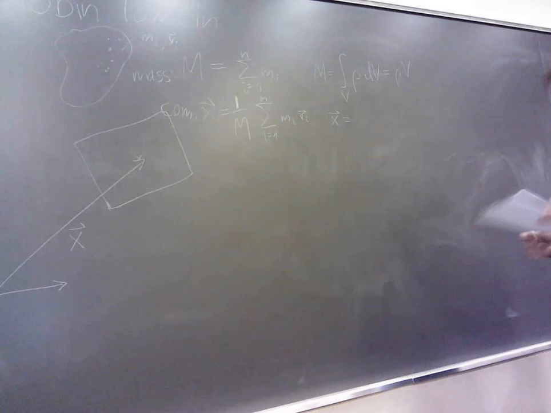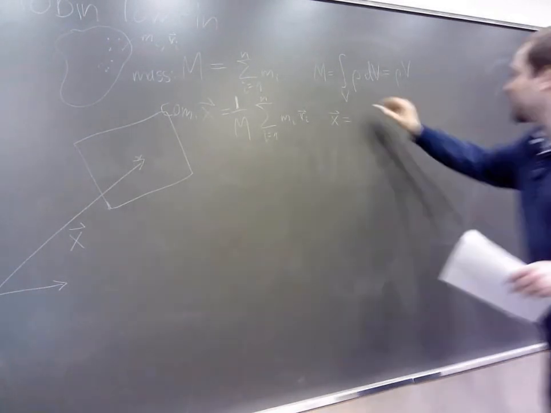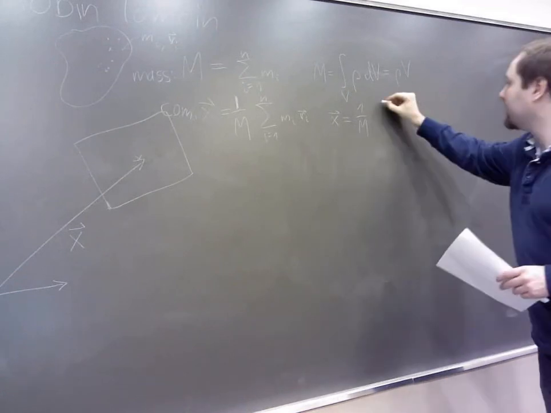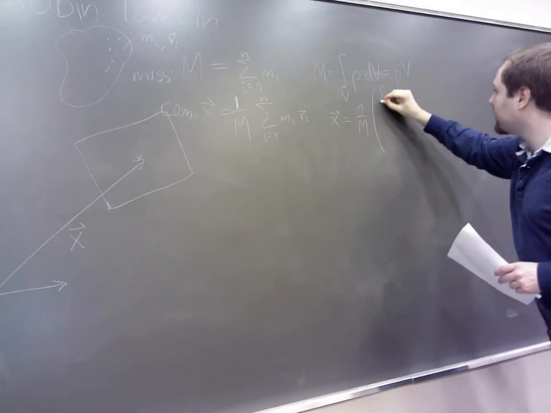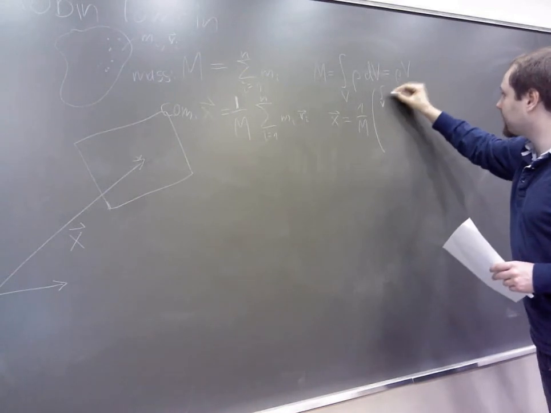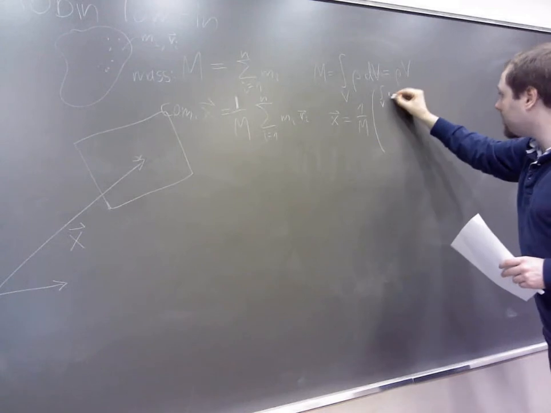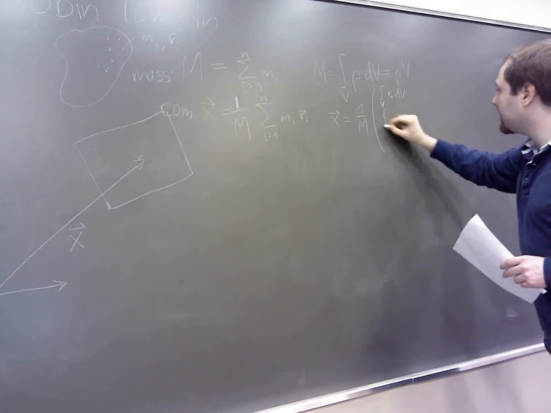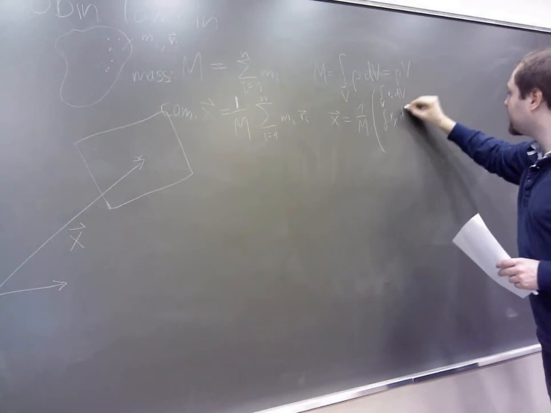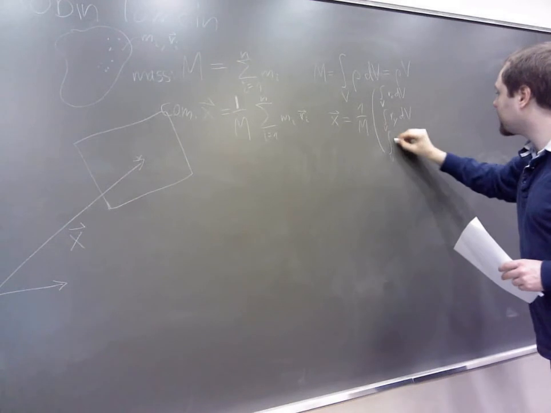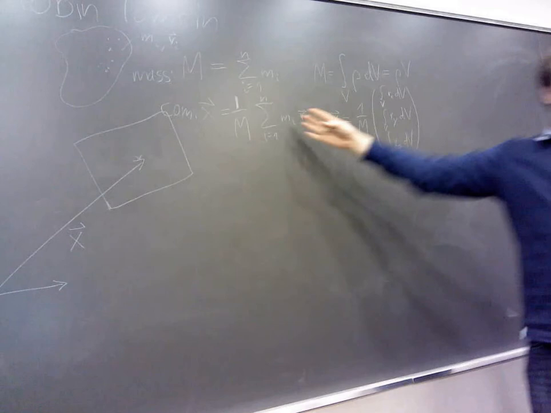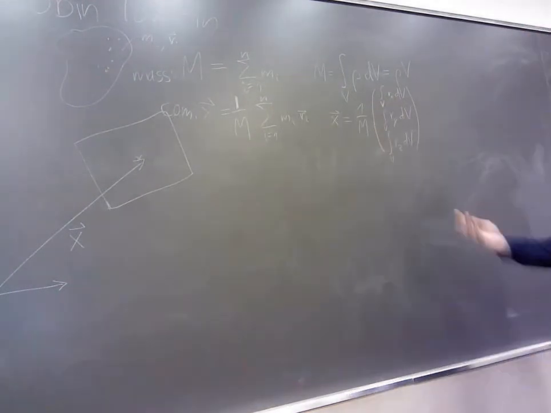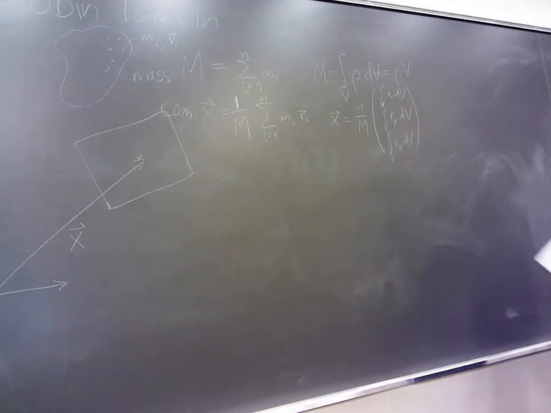So x would be 1 over M times, now this is a vector, so we have 3 integrals. This is the x component of r integrated over the volume, then the y component integrated over the volume, and the z component. But anyway, let's stick with the particle version, because it's simpler to derive everything. I'm not sure how often you use integrals, so let's stick with the particle version.